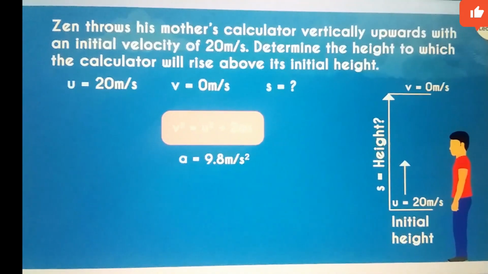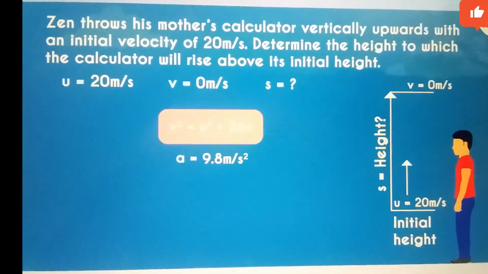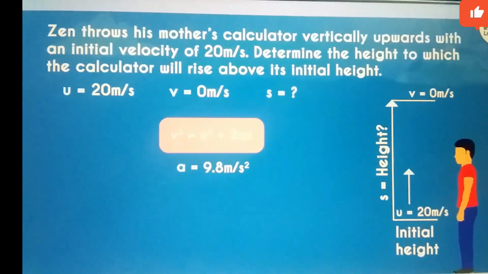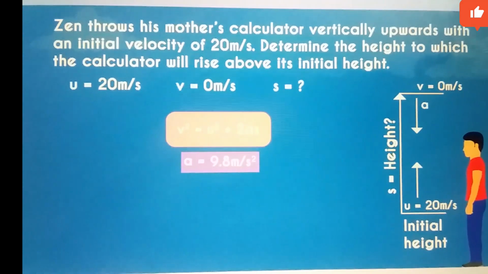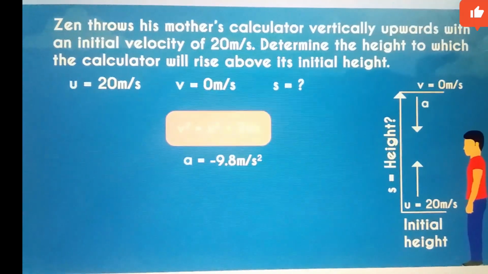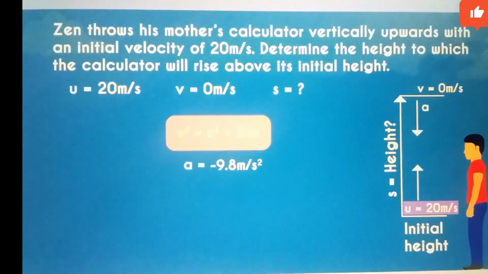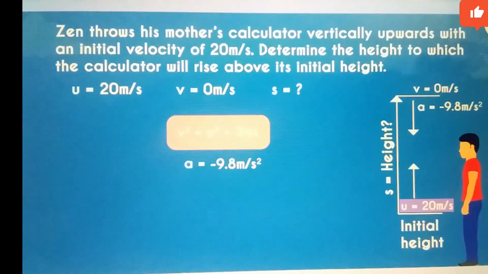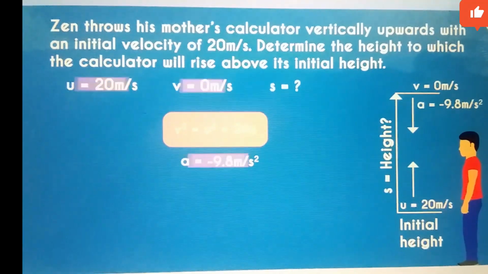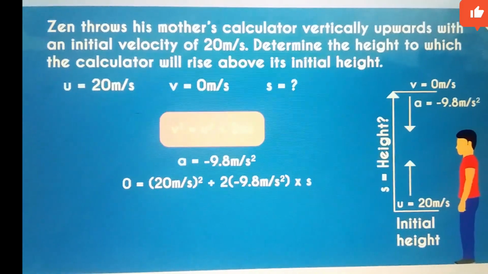In this example, the velocity is in the direction opposite to the acceleration. Velocity is upwards and the acceleration is downwards. So here, the sign of the acceleration will be opposite to that of the velocity. As we've assumed the velocity u to be 20 meters per second, the acceleration a here will be negative 9.8 meters per second squared. Substituting these three values in the equation of motion, we get this.